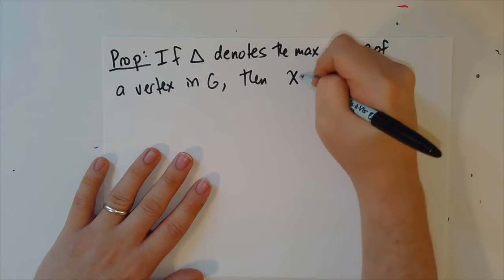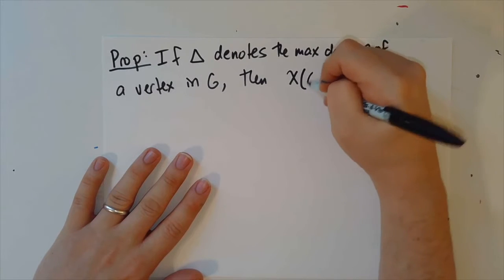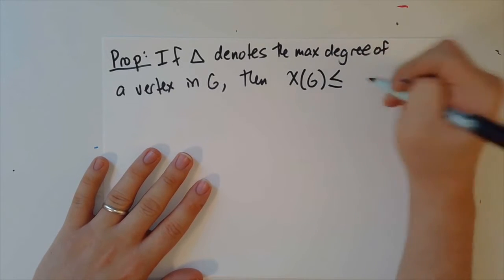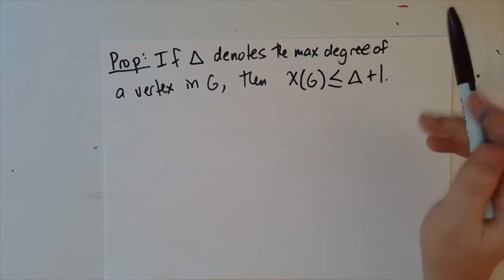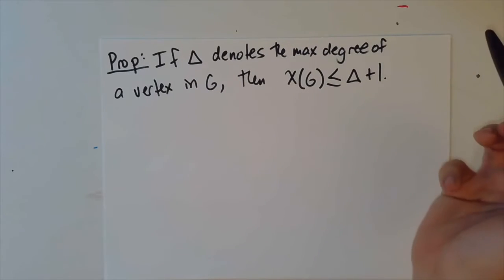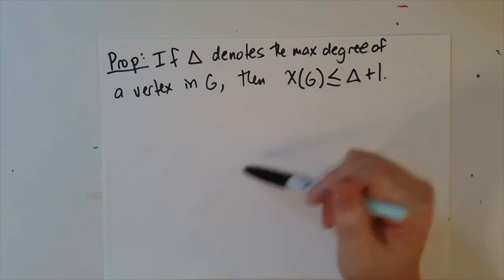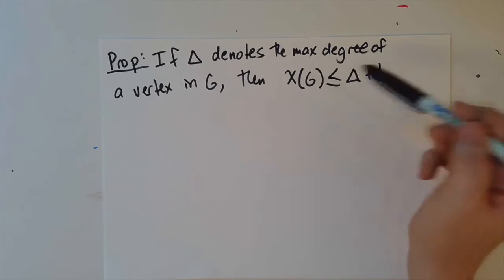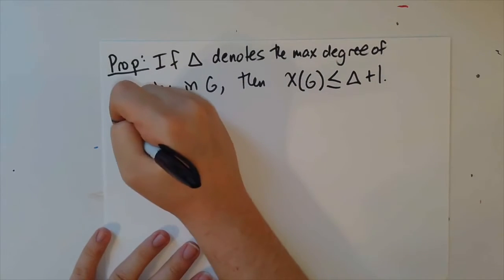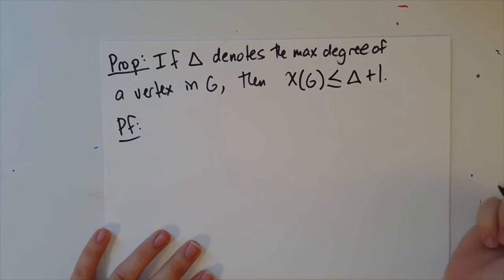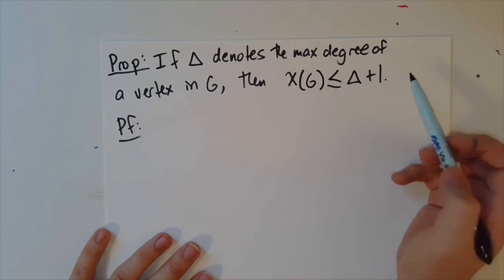Then the chromatic number of G is no bigger than delta plus 1. So if you find a vertex of degree 5, but no vertex of degree higher than 5, then you know your graph is automatically 6 colorable, for example. And the proof here is to give an algorithm that produces a delta plus 1 coloring.